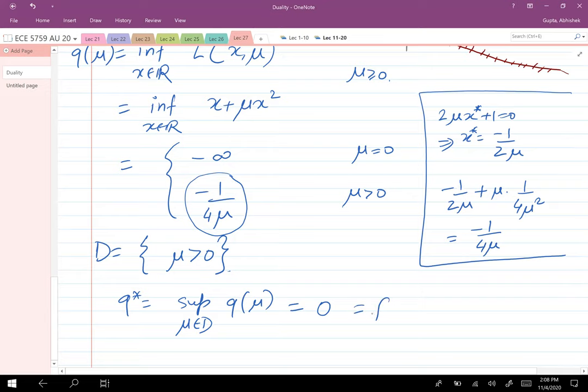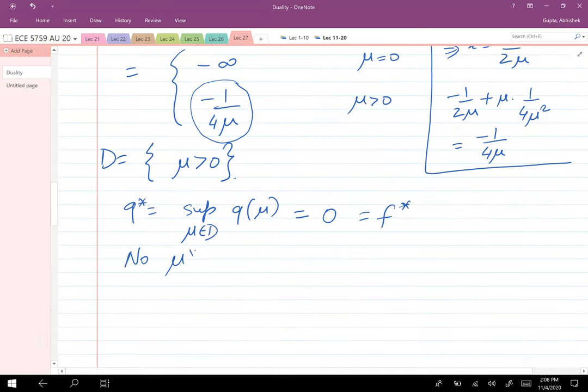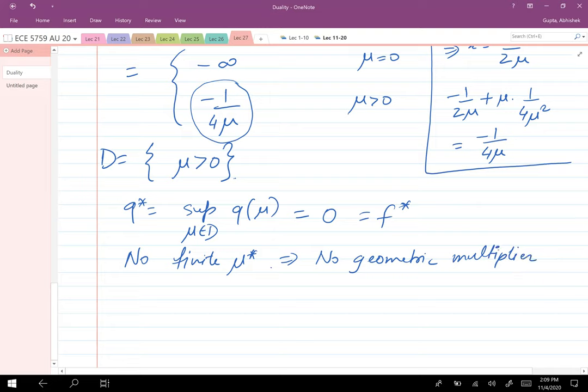So this is actually equal to F star. Remember, F star was also zero and Q star is also zero here. But it turns out that the supremum is actually achieved at infinity. So therefore, it's not a maximum, and so there is no mu star, or I should say no finite mu star. This implies that there is no geometric multiplier for this problem.